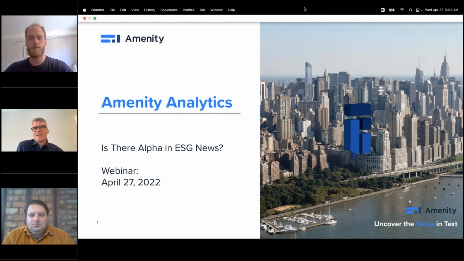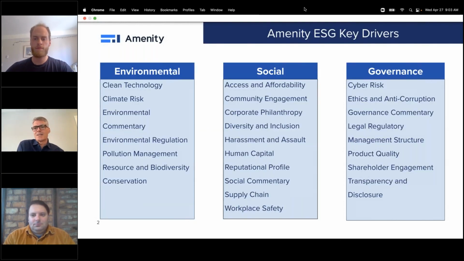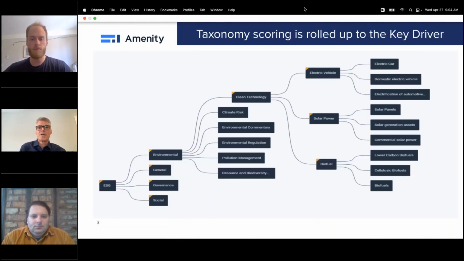investment decisions. To give a little context to Tom's presentation today on alpha in ESG, we thought we would go over how we're arriving at the data set. Amenity started 6 years ago, with a little bit different approach to NLP. Amenity decided to do contextual NLP, and a big part of that contextual NLP, for any data set, whether it's transcripts or ESG news, is to develop key drivers. And here are our key drivers for ESG. And then behind those key drivers, we build taxonomy.